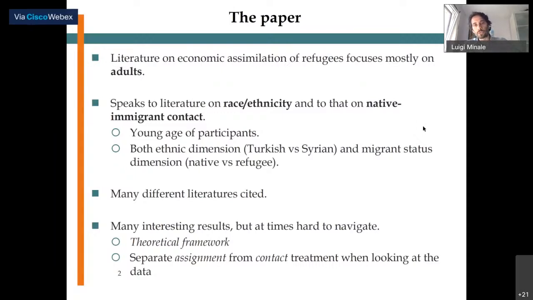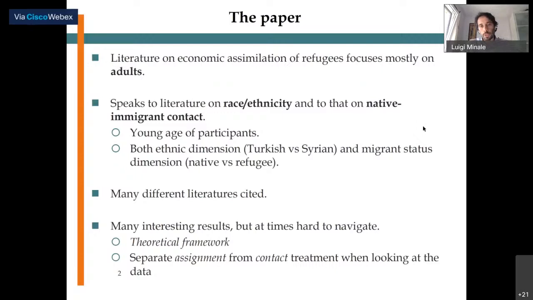The paper speaks to two literatures, both of which have to do with testing the contact theory. One is related to the race and ethnicity dimension. There are all those papers that usually exploit some randomized trial and look at mixing blacks and whites or different ethnicities. The other is the literature on native-immigrant contact, which usually exploits larger-scale national experiments to see whether direct contact with immigrants changes the preferences of natives.